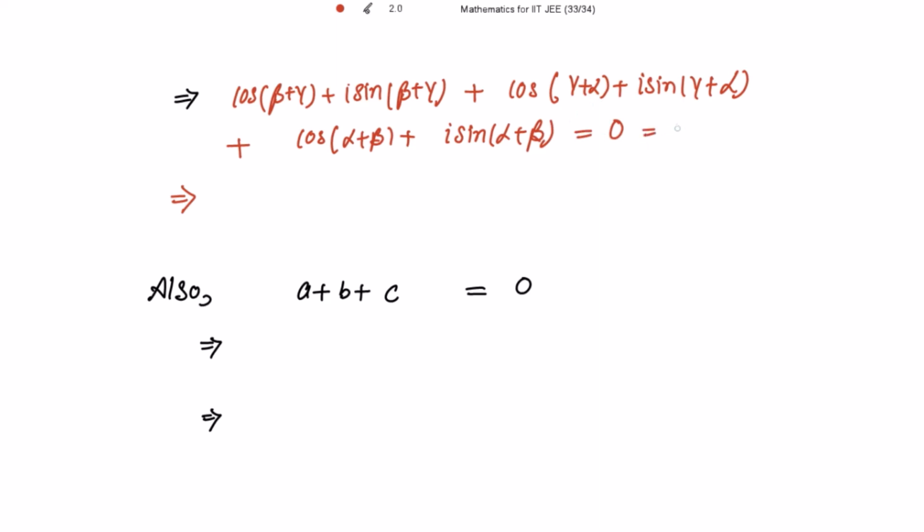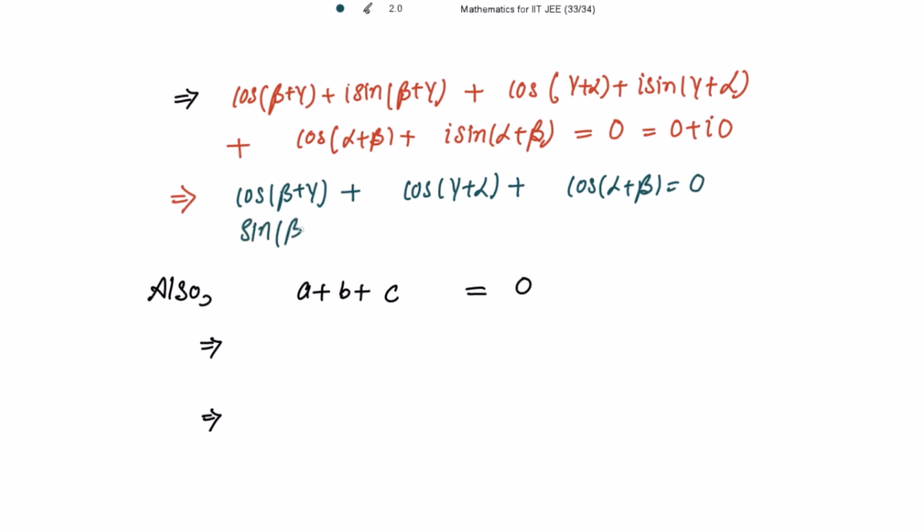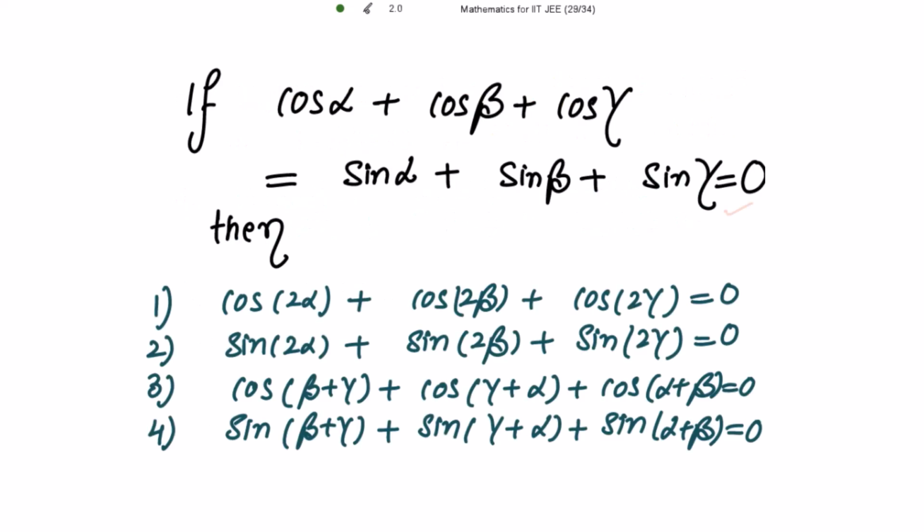If I write this 0 as 0 plus iota 0, equating the real parts and the imaginary parts, we get cos (beta plus gamma) plus cos (gamma plus alpha) plus cos (alpha plus beta) is equal to 0. And when we equate the imaginary parts, we get sine (beta plus gamma) plus sine (gamma plus alpha) plus sine (alpha plus beta) is equal to 0. So we have proved these two results, right? Required to prove first and second result also.